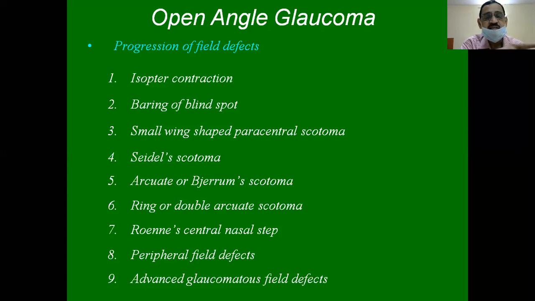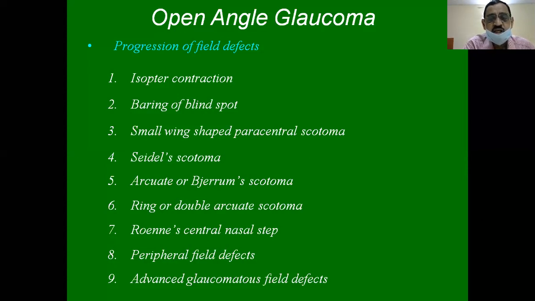The various defects we see in case of open angle glaucoma, the first and foremost is a generalized isopter contraction, but this generalized isopter contraction is not specific to glaucoma. It is seen in other conditions also. Then there is baring of the blind spot, with incurving of the peripheral field just inside the blind spot, and this is also not very specific to glaucoma. There are a lot of other conditions where you see this baring of the blind spot.